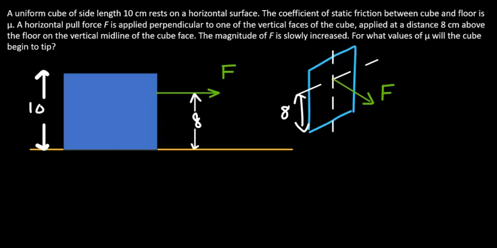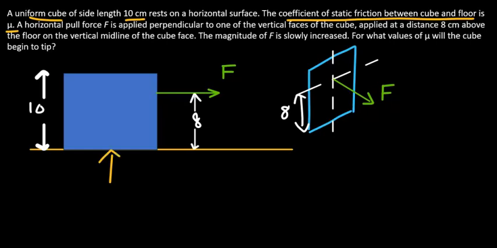Let's look at the following problem on equilibrium. A uniform cube of side length 10 centimeters rests on a horizontal surface. So this is the cross-sectional view of that cube. The coefficient of static friction between the cube and the floor is mu.